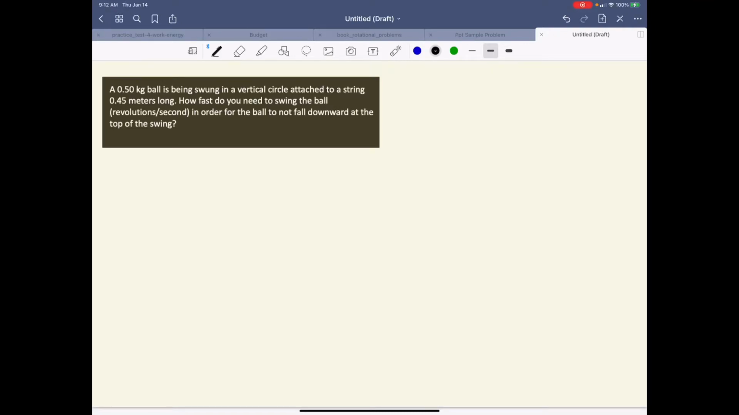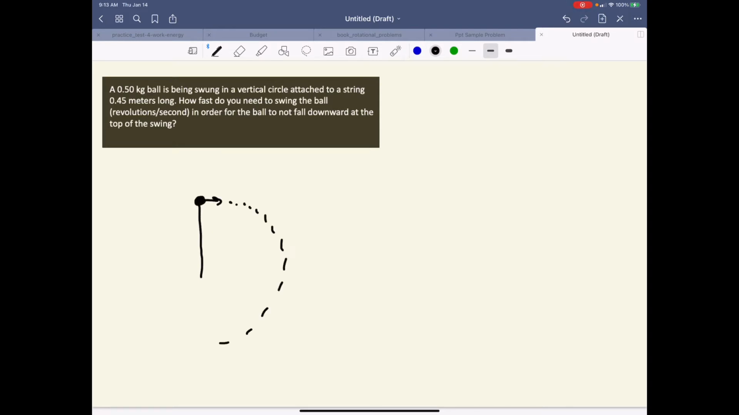Okay, here's a video solving two practice problems that you'll be putting in your notes. These are from the PowerPoint on rotational motion. So here we're going to have a ball that is being swung in a vertical circle.